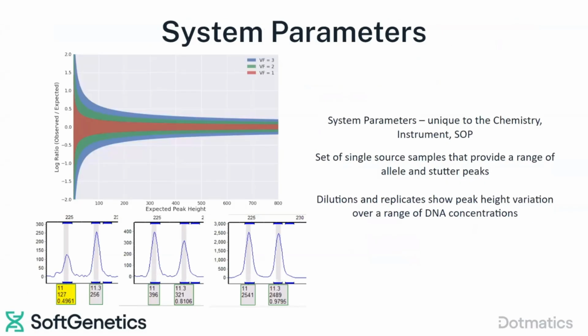Okay, so the next thing we want to do is explain the system parameter data set. This is very similar to the calibration data set that you heard about for Knockit. And this is a diagram to help visualize the system parameters. It's calculating a variance factor. The variance factor is 1, it's low, it's quite tight. And as you get down, the expected peak height is on the x-axis, and the log ratio of the observed over expected is on the y-axis.